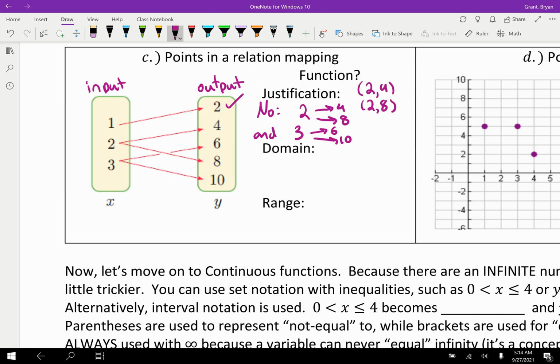However, even though this isn't a function, it's still a relation, and we can still write a domain and range. Right? Our domain here is not too bad. It's just the inputs of 1, 2, 3. And our range is also not too bad, from least to greatest: 2, 4, 6, 8, and 10.